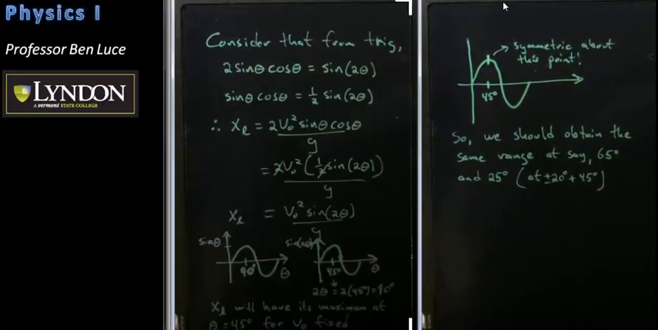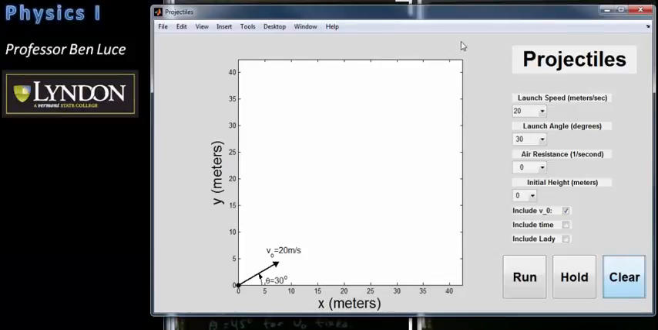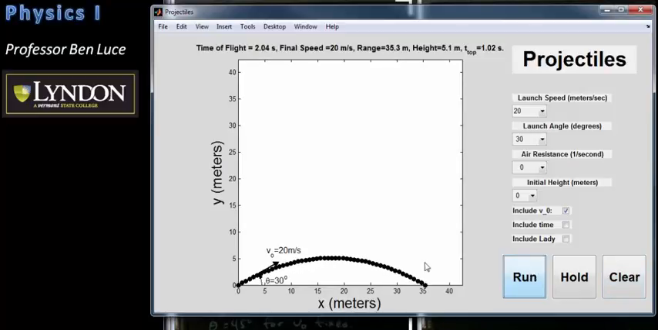All right, let's see if this works out in the simulations. Okay, let's bring up the simulator. And let's first explore the finding that doubling the initial speed while holding the angle constant should in fact quadruple the range. So let's begin with our original old trajectory here with 20 meters per second at 30 degrees. So go ahead and run that. And we obtained a range here of 35.3 meters.